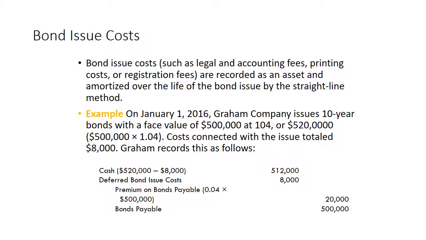$512,000. Why did they get less? Well, first they have that deferred bond issue cost of $8,000. They debit an asset called deferred bond issue costs. They then credit the bonds payable for the $500,000, and these really sold for a premium of $20,000. So we want to be careful and keep that $8,000 and that $20,000 separate. Credit the adjunct account premium on bonds payable, $20,000.